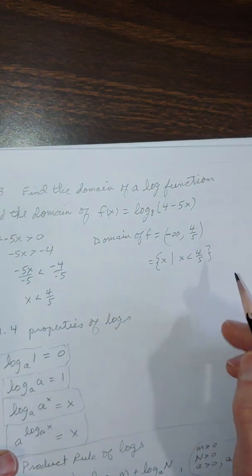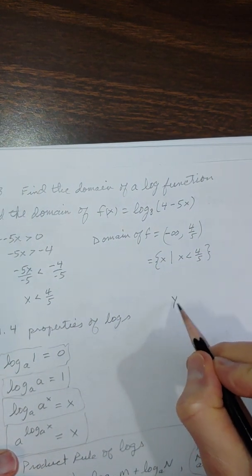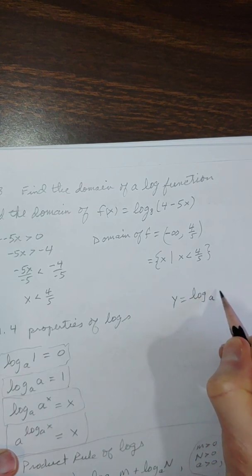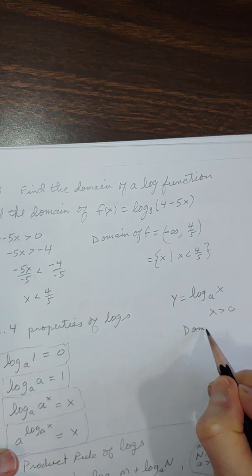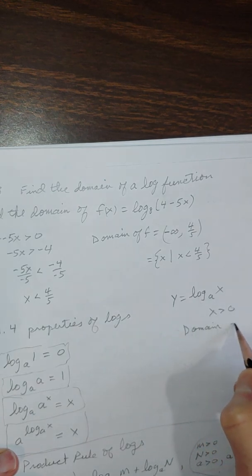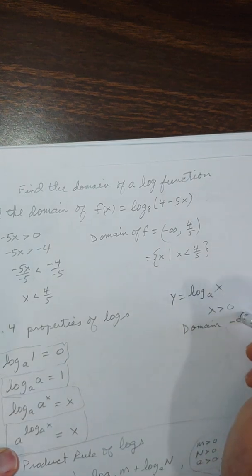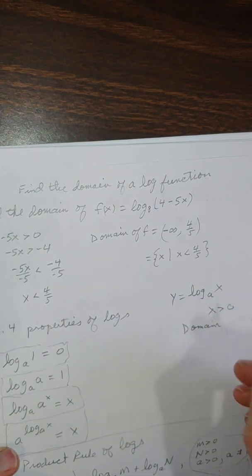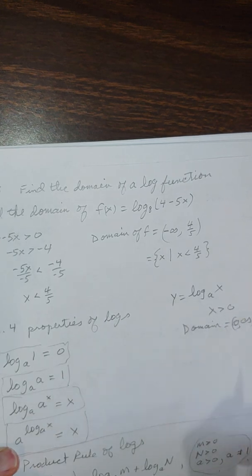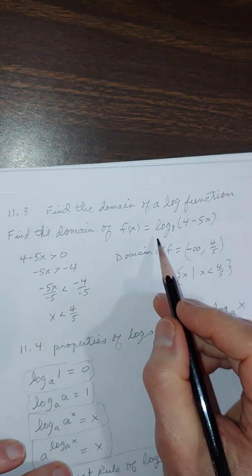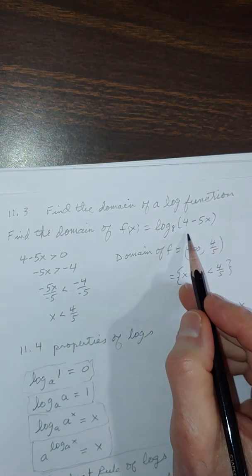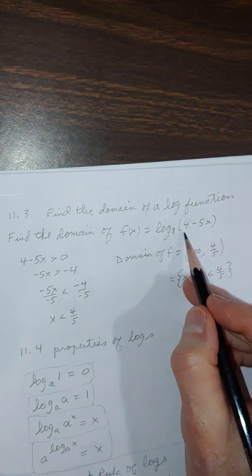Now the domain of a log function, if we had some function y equals log base a of x, is that x must be greater than 0. Remember, the domain is from negative infinity, I'm sorry, from 0 to infinity. You can't take the log of a negative number. You can't take the log of 0. So every time you want to find the domain of a log function, whatever the argument is, you've got to make sure that it's positive.